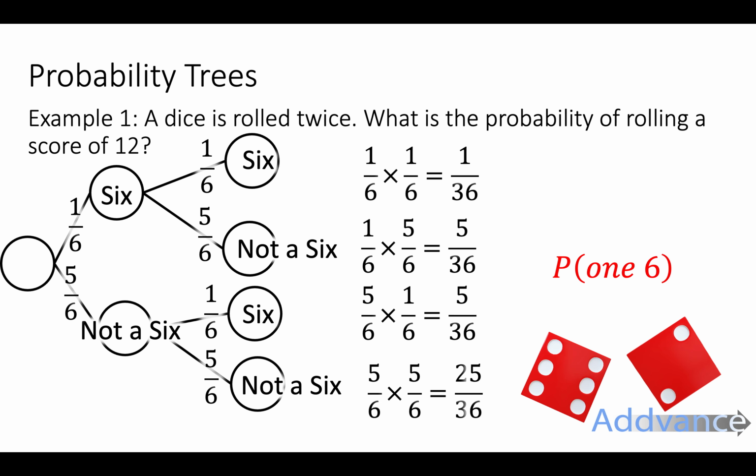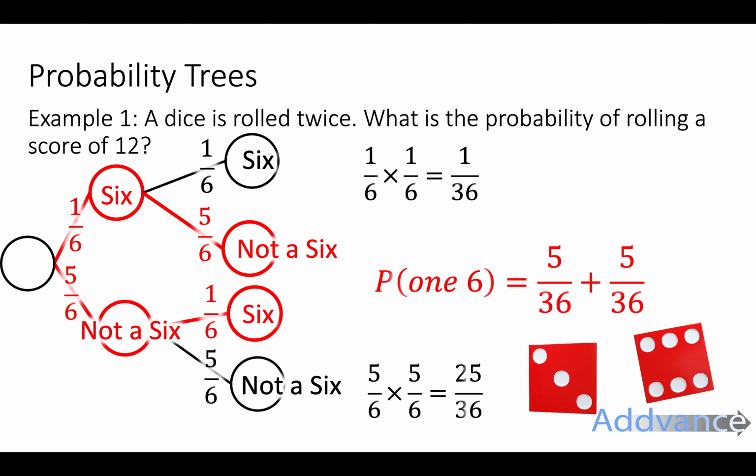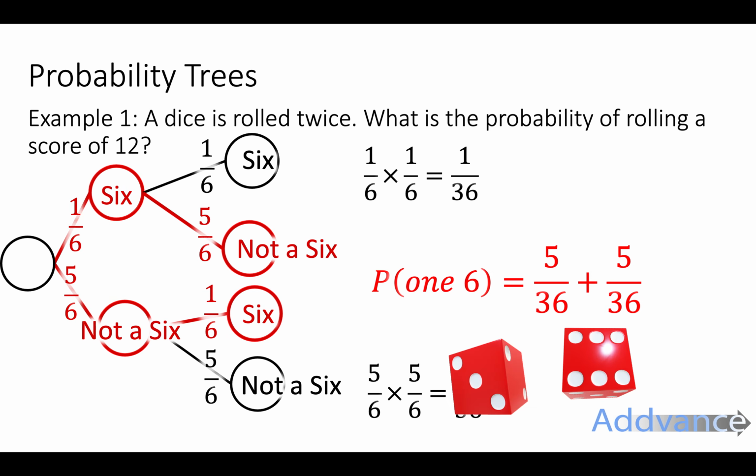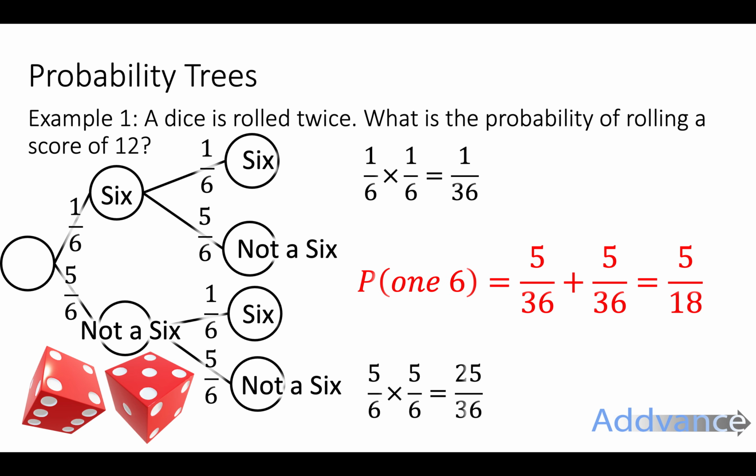Probability of getting just one 6 would be if you get a 6 and then not a 6, or we could get a not a 6 and then a 6. So there are two ways to get only one 6. And so you add the two branches together. 5/36 plus 5/36 will be 10/36, which we simplify as a fraction to be 5/18. So just remember that you multiply as you go along your branches. But when you want to combine branches together, you add the totals together.